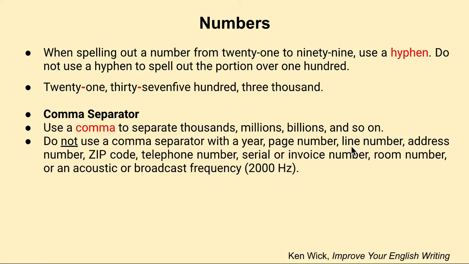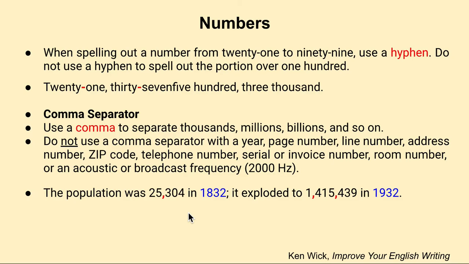But you do not use a comma separator between thousands, millions, and billions with a year, a page number, a line number, an address number, zip code, telephone number, serial or invoice number, room number, or an acoustic or broadcast frequency like 2000 hertz. So you do use a comma to separate the thousands or millions and billions, but you do not use a comma separator for these types of numbers here.